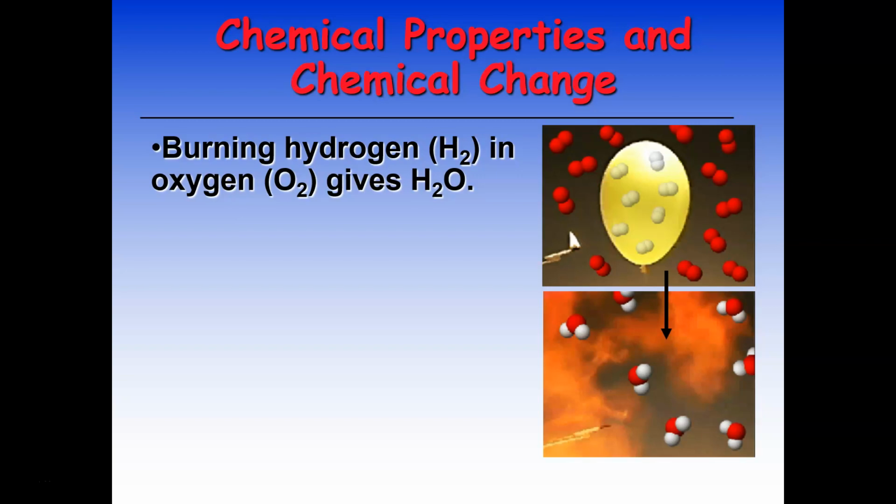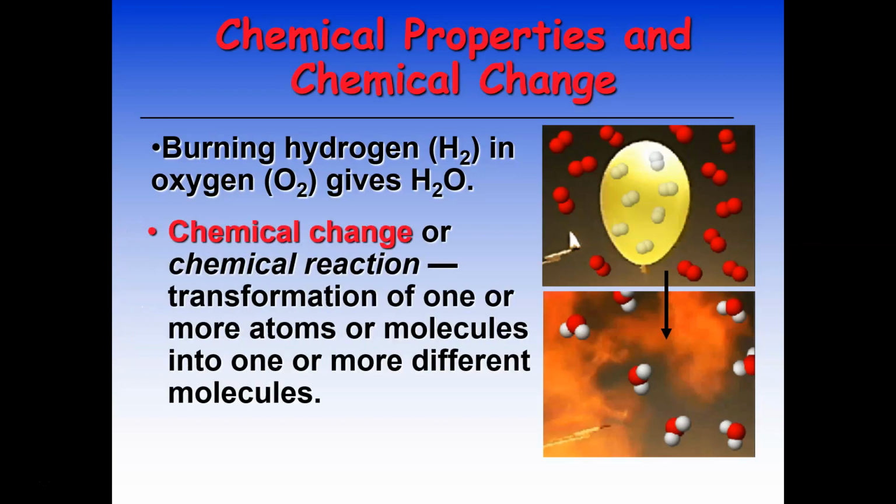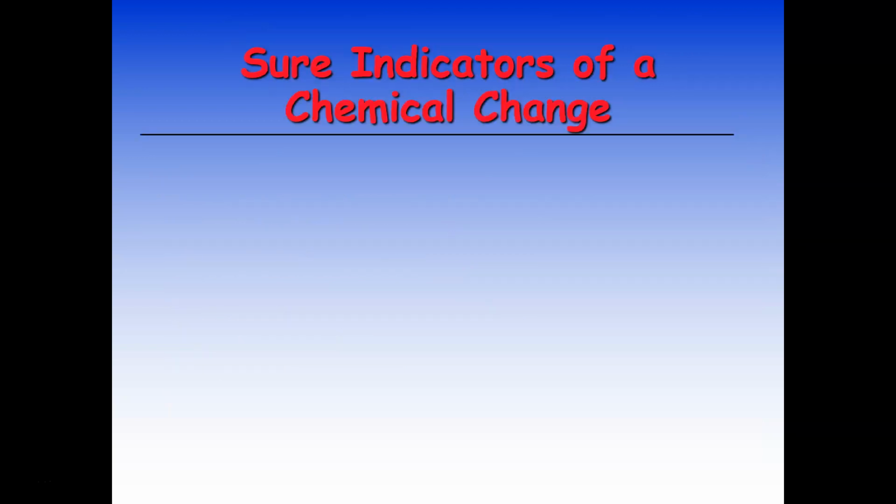As far as chemical properties and changes, the burning of hydrogen in oxygen gives us H2O. This is a chemical change, or a chemical reaction, because I can't get those two things back. It is the transformation of one or more atoms or molecules into one or more different molecules. We take something that used to exist and had its own properties, and we put them together to create something that has new or different properties. And this is a chemical change.